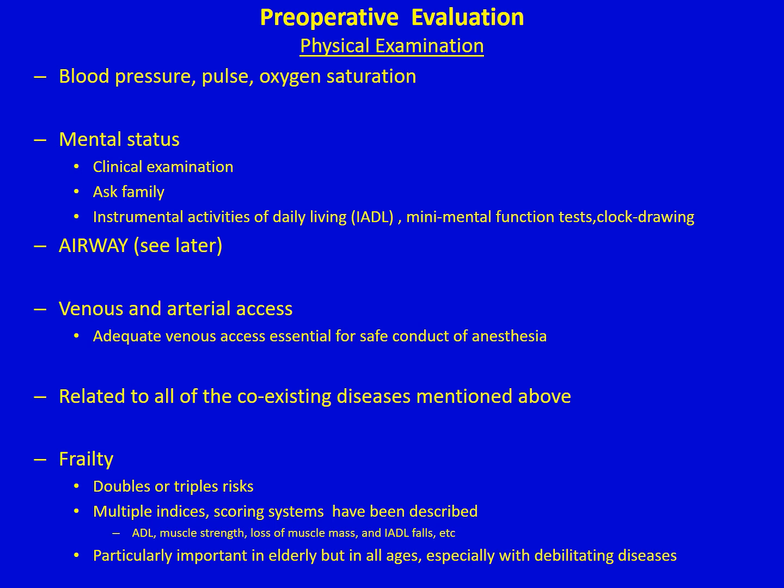And finally, it's important to assess frailty. We now know that the presence of frailty doubles or triples the risk of all of the various risk estimates. There are multiple indices available in scoring systems, and it's beyond our introduction here to go into them. But these include activity of daily life, muscle strength, loss of muscle mass, falls, etc. It is particularly important to assess this in the elderly, but in patients of all ages, especially those with debilitating disease such as cancer.